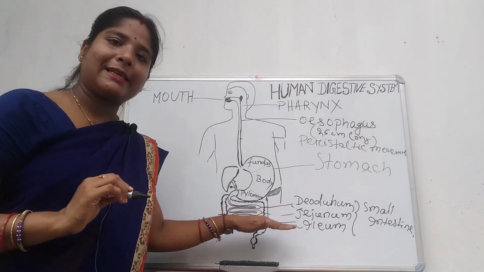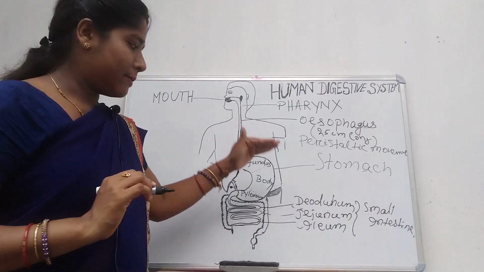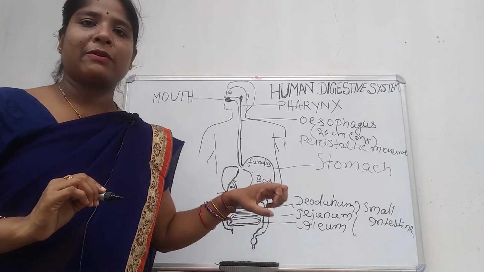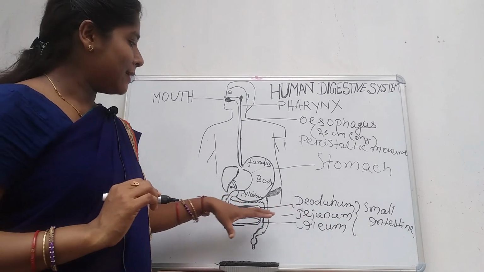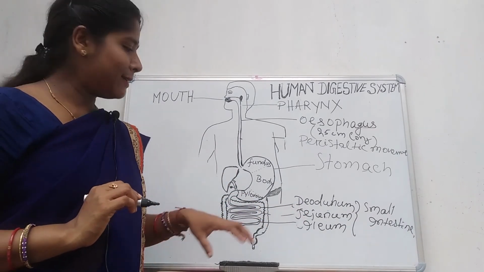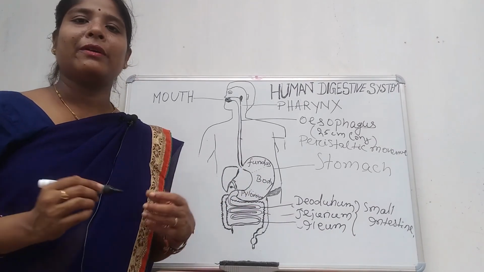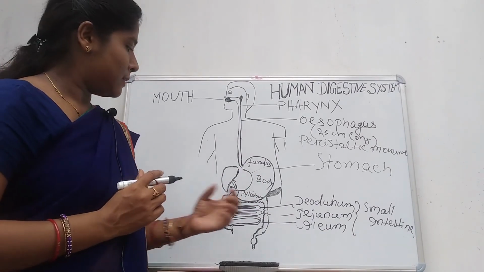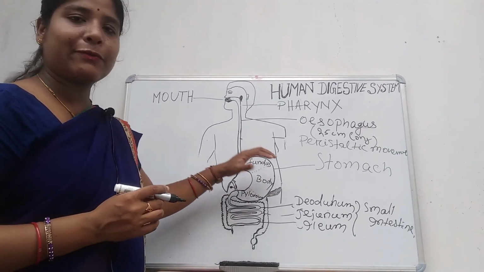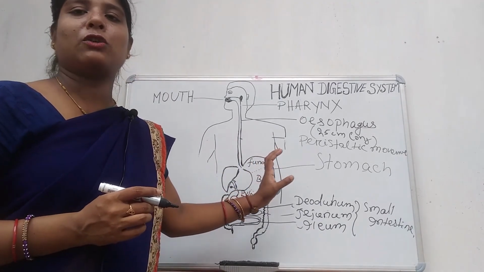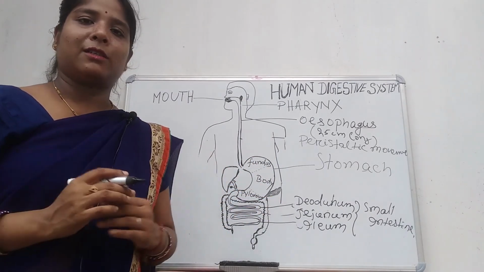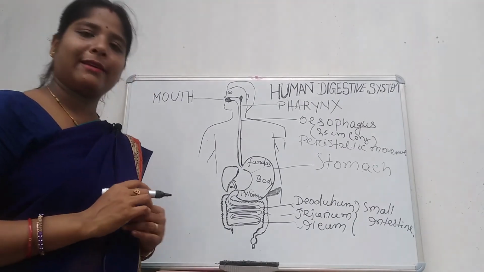So basically the protein type of food gets digested inside the small intestine and absorption of the food takes place in the large intestine. Okay. Some part of the food gets digested inside the stomach and some parts get digested in the small intestine. Okay, just see.